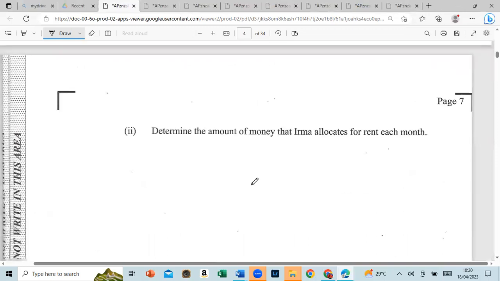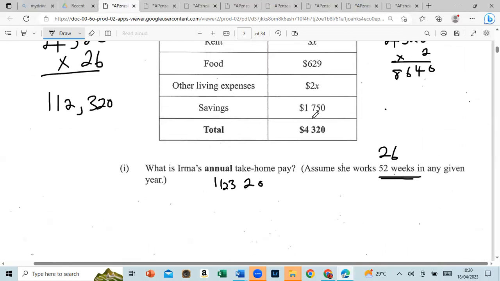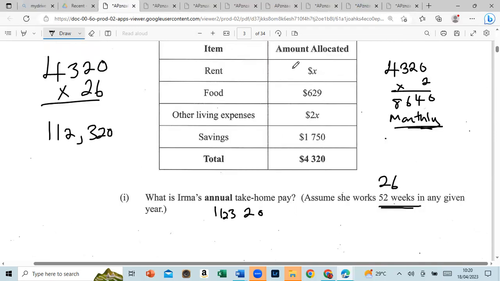All right, it says determine the amount of money that Irma allocates for rent each month. So we're going to calculate how much for rent each month. Notice this is the fortnight pay that they gave us, and this is the monthly money. Oh, we had calculated it already. So the monthly total is 8,640. Now let's see how we can solve for rent, which is x.